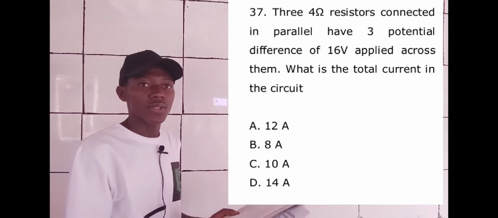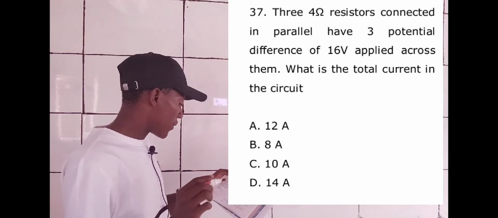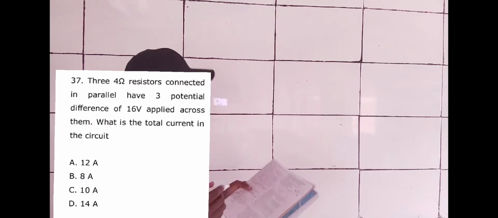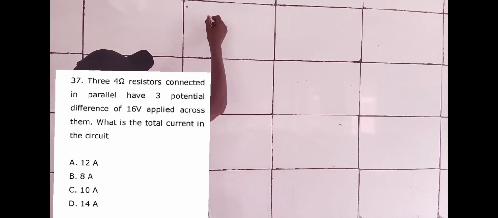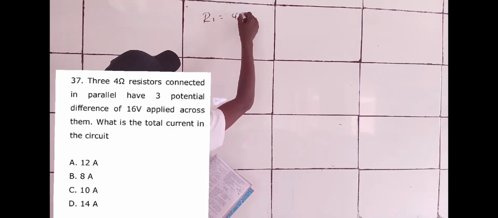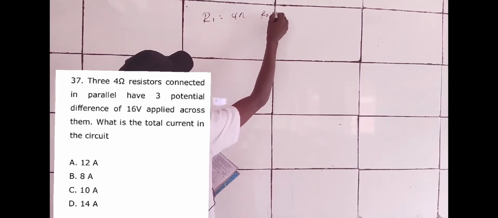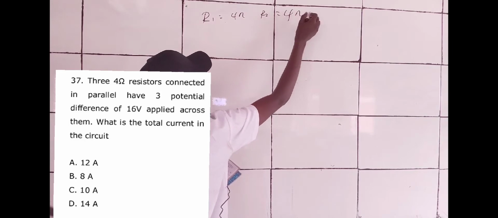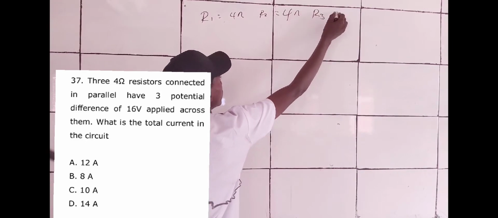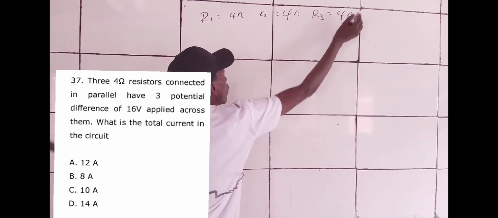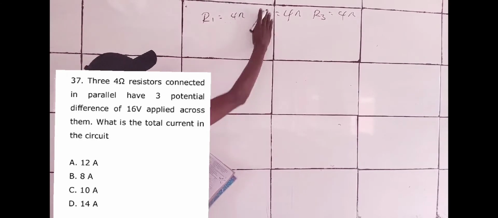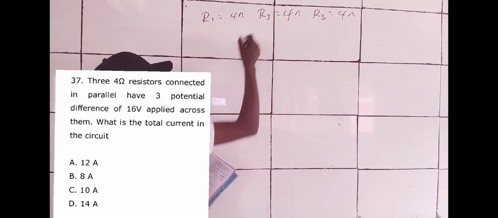Now if we listen to this question very well, it says we have three 4 ohms resistors. So I have R1 to be 4 ohms, R2 to be 4 ohms, and R3 to be 4 ohms. Now these resistors are connected in parallel.